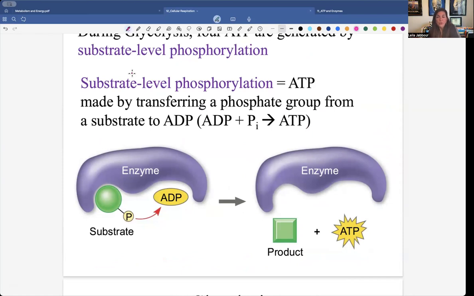So the phosphorylation of ATP takes place in an enzyme that is basically made for transferring a phosphate group from any substrate to ADP and regenerating the ATP molecule from that.